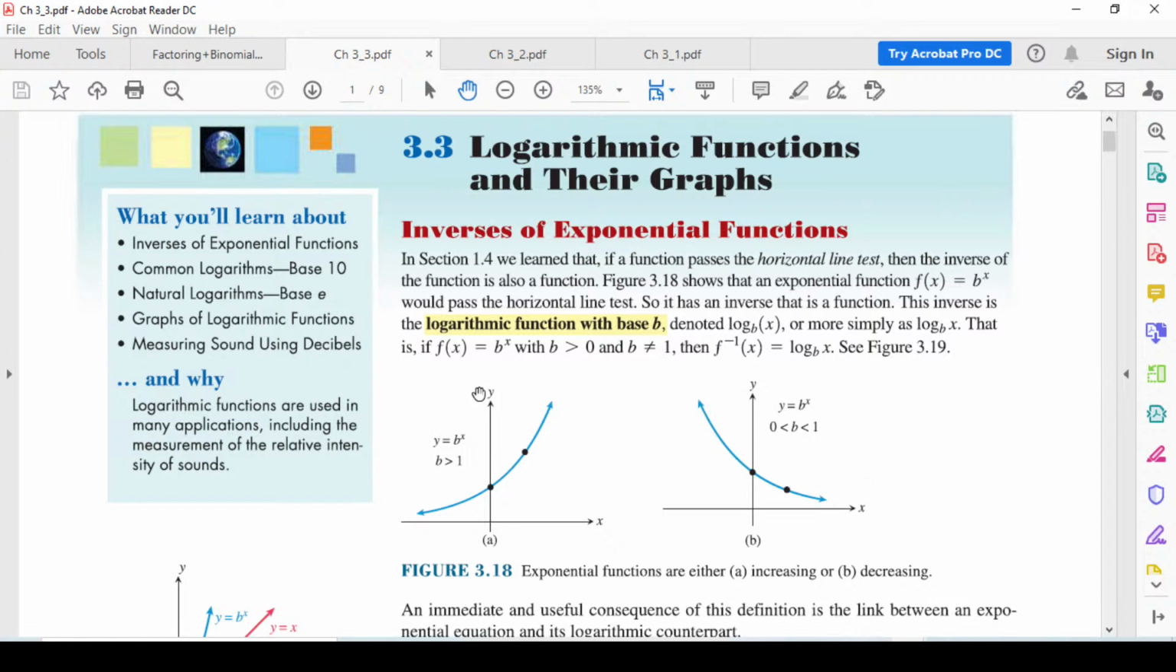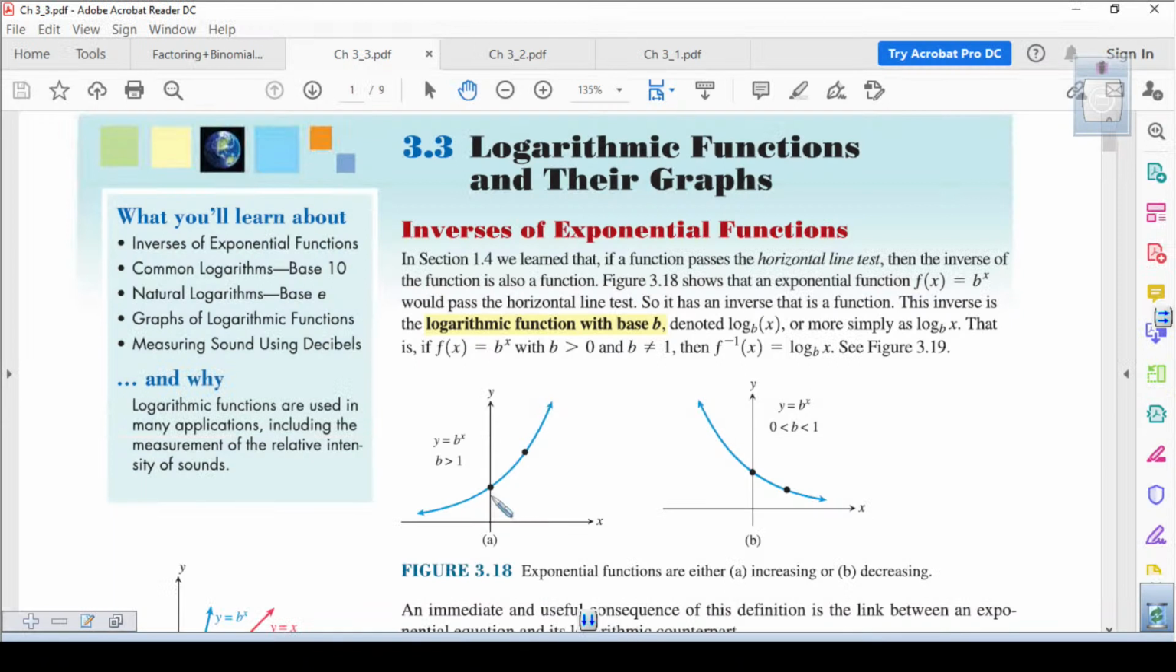Does anybody recall what this point is? What was the main point, the y-intercept for the exponential growth and decay, for the parent function? 0, 1. 0, 1 for both. You intersect the y-axis at 1 on both sides. The parents, right?